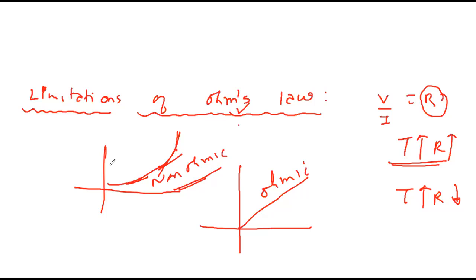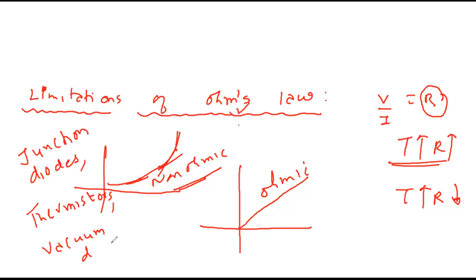In some devices, such as junction diodes, which we'll see in the chapter called semiconductor, thermistors, vacuum diodes, resistance changes drastically with temperature.